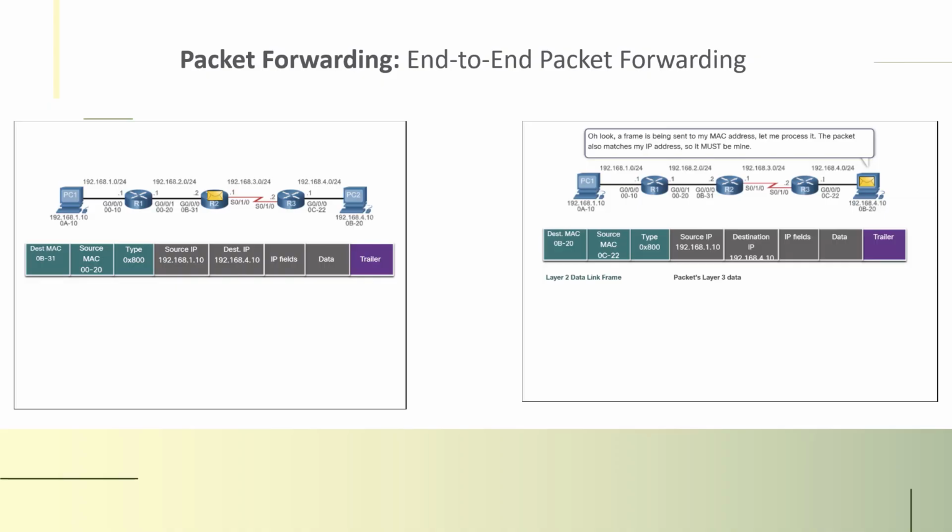And as you can see, when the packet traveled through the network, the source and destination IP addresses do not change. The only thing that changes is the data link frame as it travels through the network.